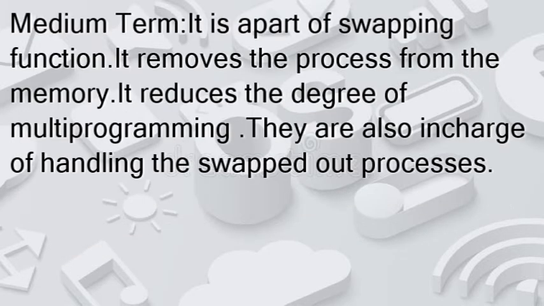Third, we have the medium term. It is a part of the swapping function. It removes the process from the memory. It reduces the degree of multiprogramming. They are also in charge of handling the swapped out processes. So basically we have three types. First one, long term, called the job scheduler. Short term, called the CPU scheduler. Medium term, which is used for swapping out the processes.